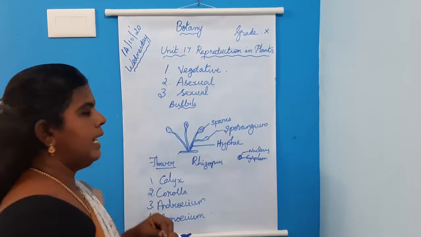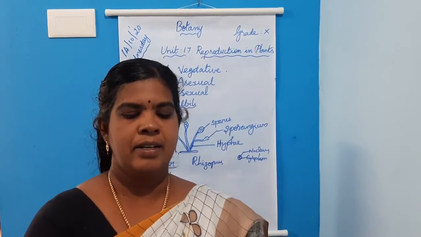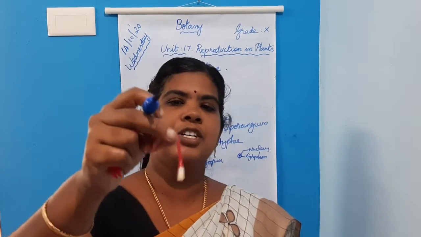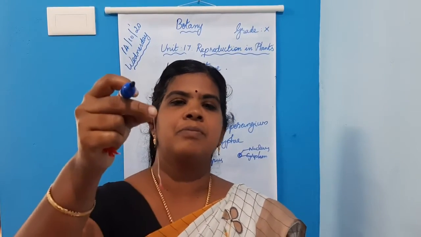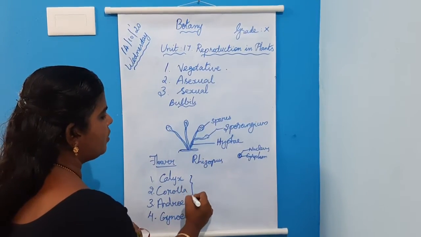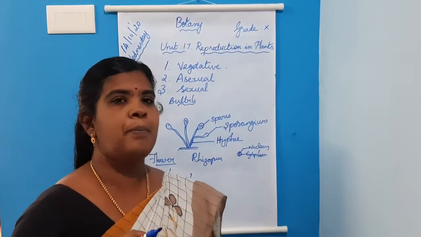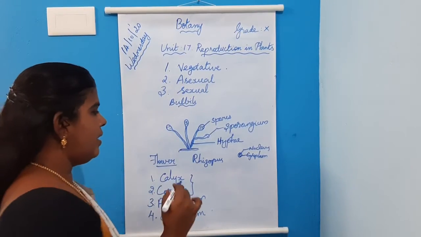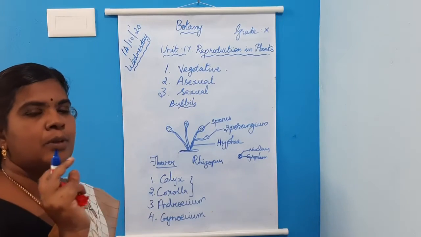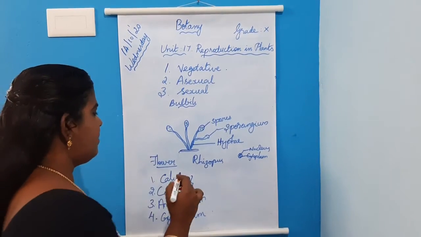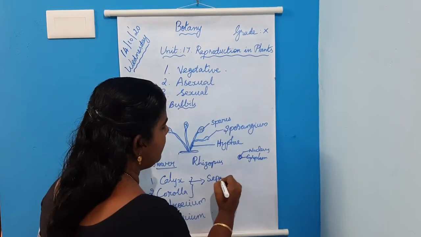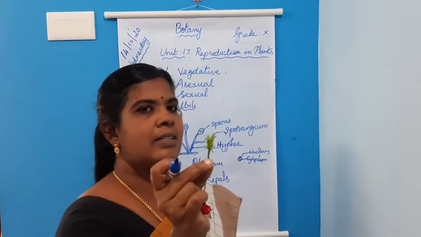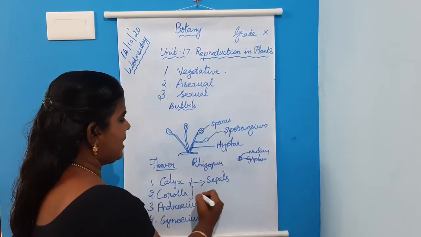Name the four floral parts: calyx, corolla, androecium, and gynoecium. The first two, calyx and corolla, are non-essential parts of a flower, because they do not take part directly in reproduction. Calyx is made up of green colored sepals. These sepals protect the flower when it is a bud.